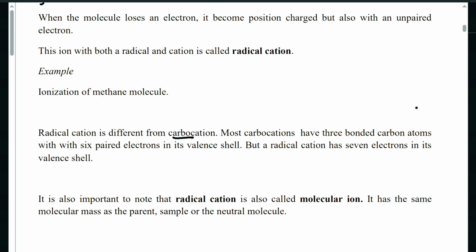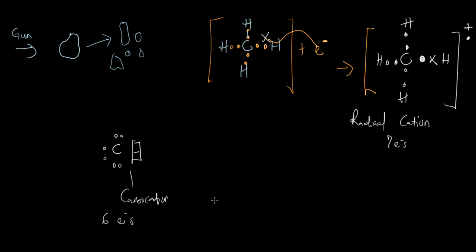It is important to note that a radical cation is also a molecular ion, as I've said just now. It has the same molecular mass as the parent sample or neutral molecule. So let's say this box that we just used in the illustration was actually 60 grams per mole, right? And you shoot it with the gun. So when you shoot, there's an omission in this illustration of a gun.